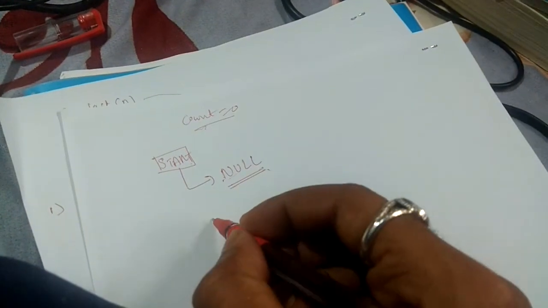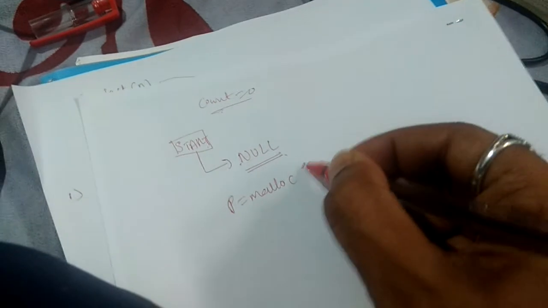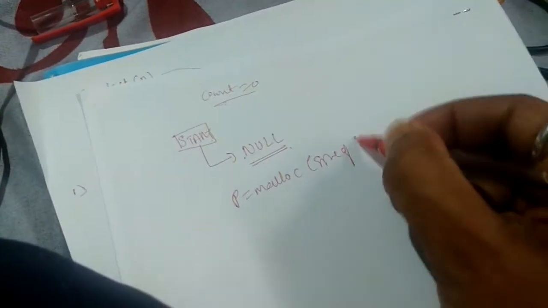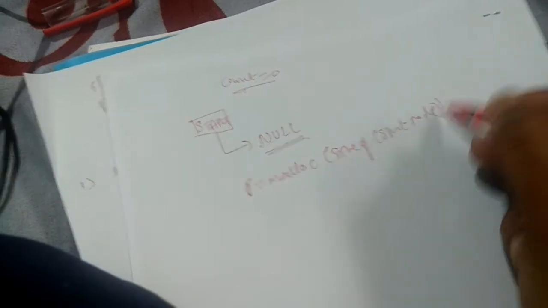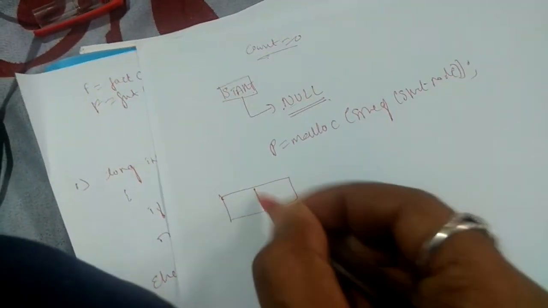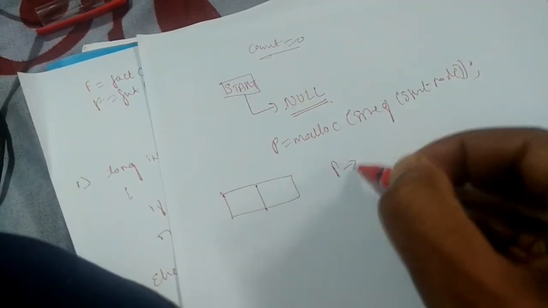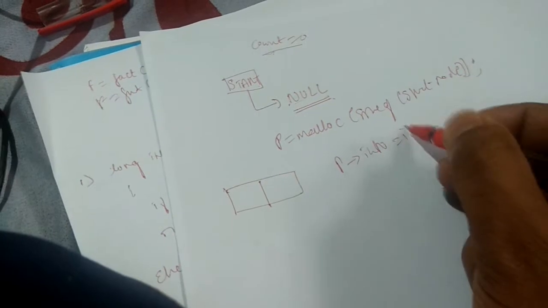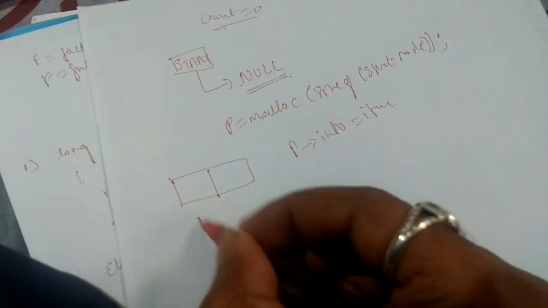Using p equal to malloc size of struct node, this is the code used to create a node. Once the node is created, the next code is what? It enters the item. P of info equal to what? Item. P of info is equal to item. This is how a node is created.